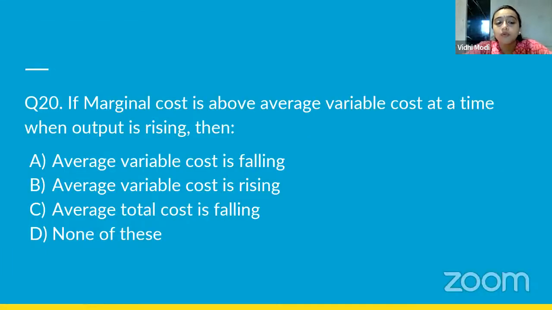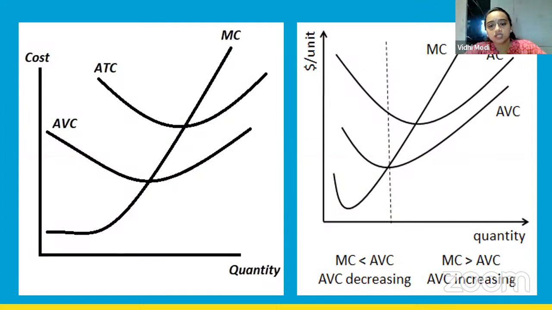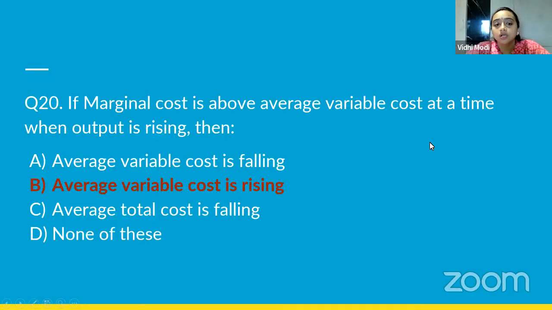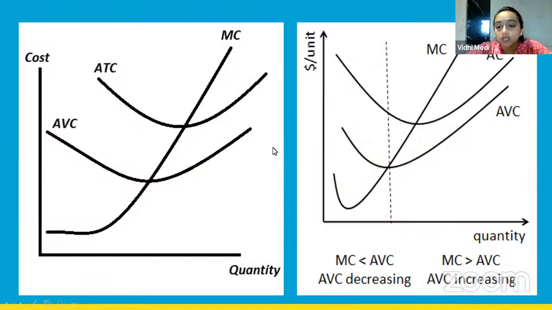What does the question talk about? When marginal cost is above average variable cost at a time when the output is also rising, then average variable cost will rise. As you can see over here, this part. It's talking about the same, and AVC is rising, right?